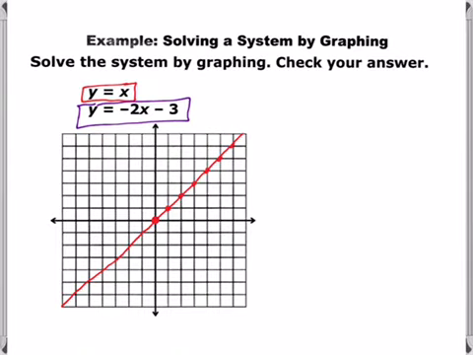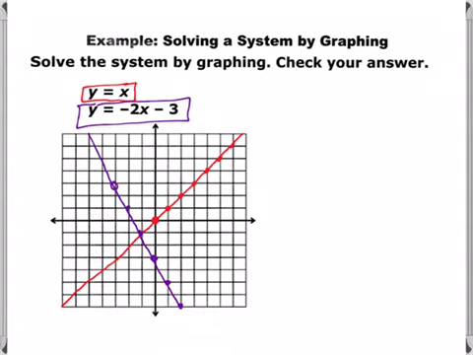Then we're going to graph the second equation. This has a y-intercept of -3 and a slope of -2. So we go down 2, right 1, down 2, right 1. If we want our points in the opposite direction, we go up 2, left 1. We get enough points to graph, and we connect our points to make our line. So there's the second line.